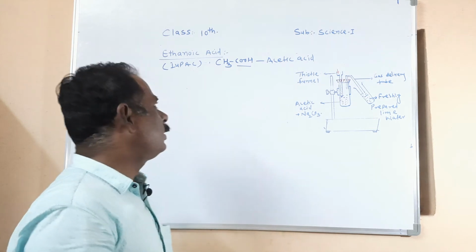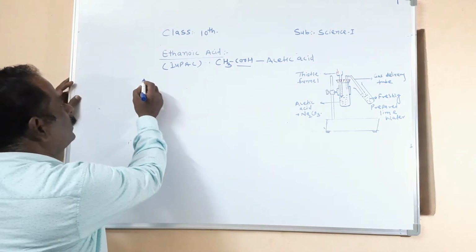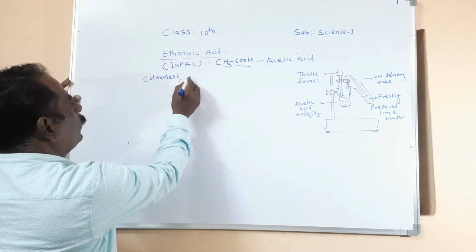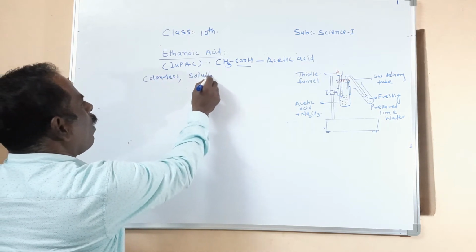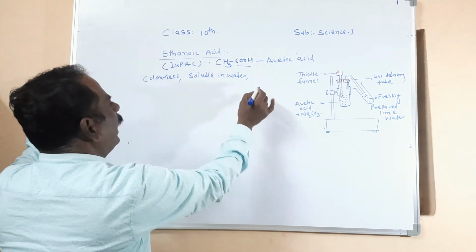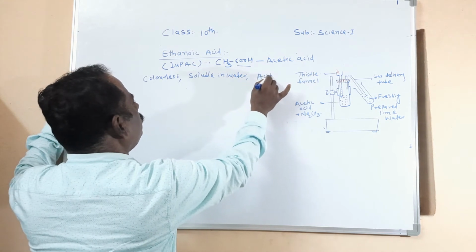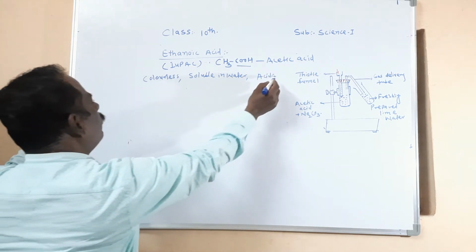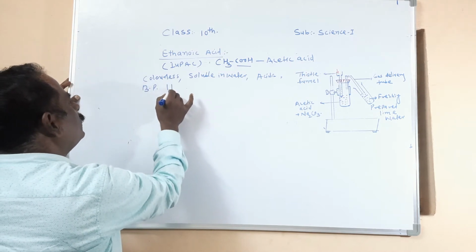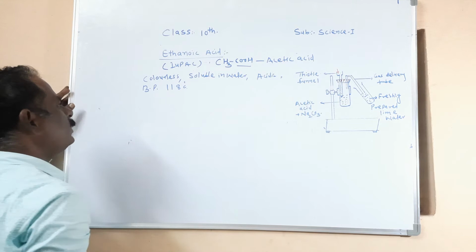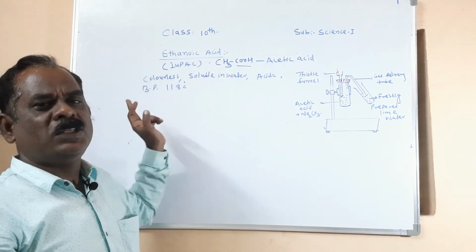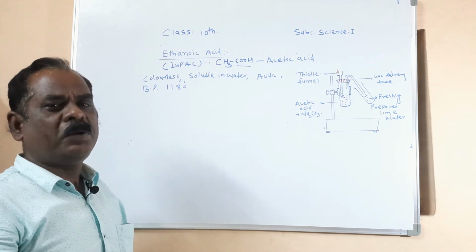And if you add a small quantity of ethanoic acid in water, then it is completely soluble. So what are the properties? Ethanoic acid is colorless, soluble in water, acidic in nature. The boiling point of ethanoic acid is 118 degrees Celsius. Colorless, soluble in water, acidic in nature, boiling point 118 degrees centigrade.